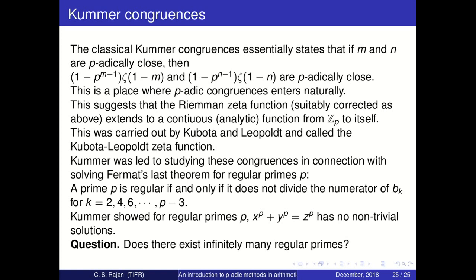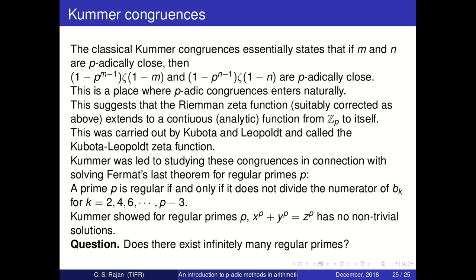And this was done much later, only in the 1960s or 1970s, that the Riemann zeta function suitably corrected, that means you take the Riemann zeta function multiplied by the factor at p, extends to a continuous analytic function from Zp to itself. So just like the zeta function is defined at natural numbers by the summation of 1 by n power k, and you can extend it holomorphically to all complex numbers, which was done by Riemann who showed this functional equation, now we are extending it to p-adic numbers and it has its own different properties, the so-called Kubota-Leopoldt zeta.